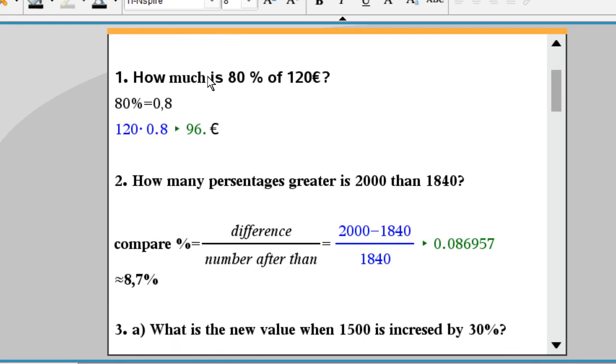First one here is: how much is 80% of 120 euros? One always calculates the multiplier. So we change 80% to be 0.8, and we just multiply 120 times 0.8, and that would be 96 euros. This is the best way of calculating that, because we will be using this method later.